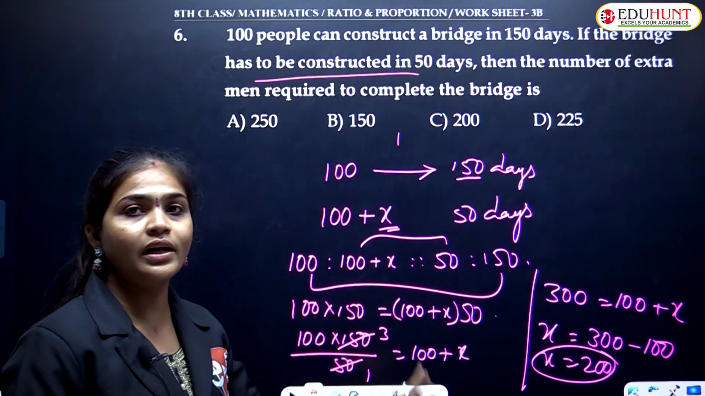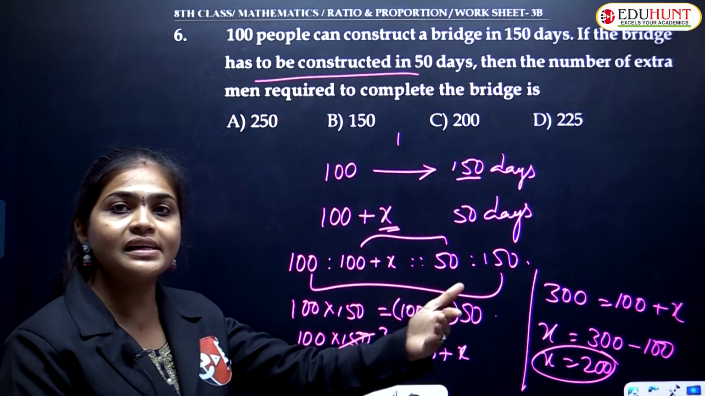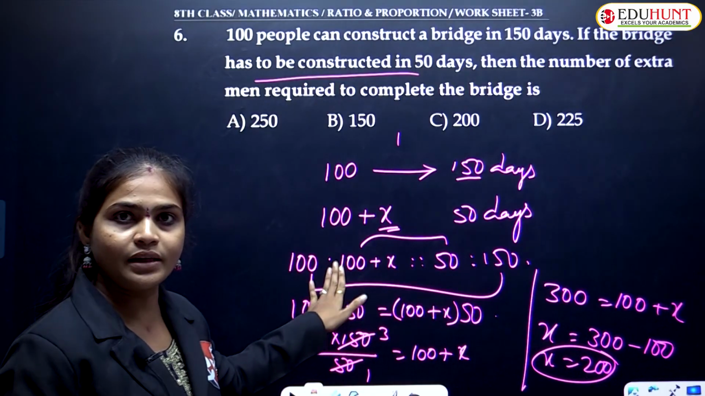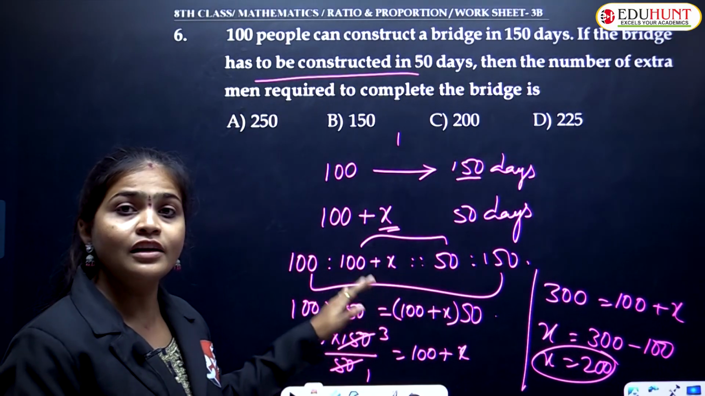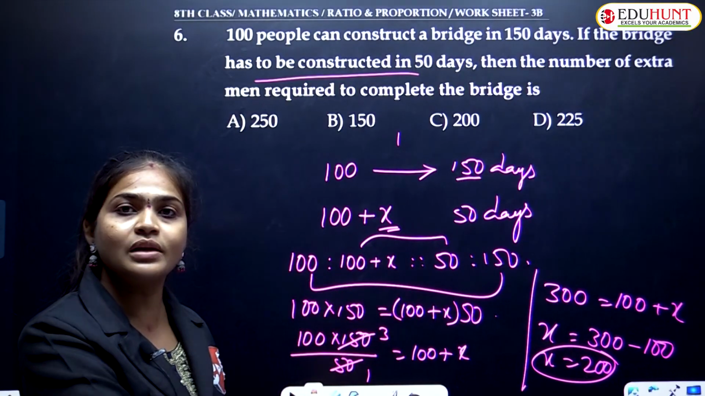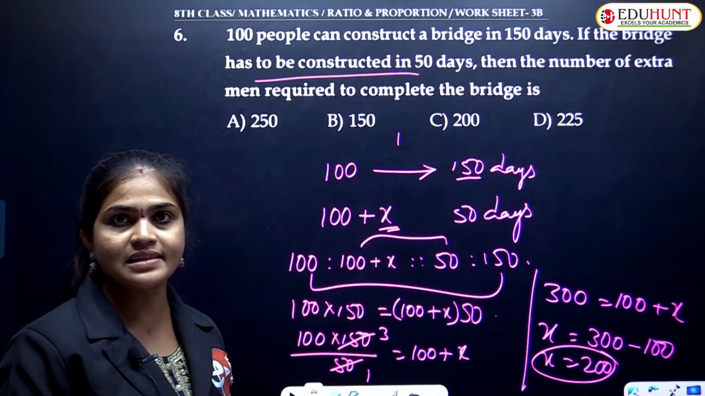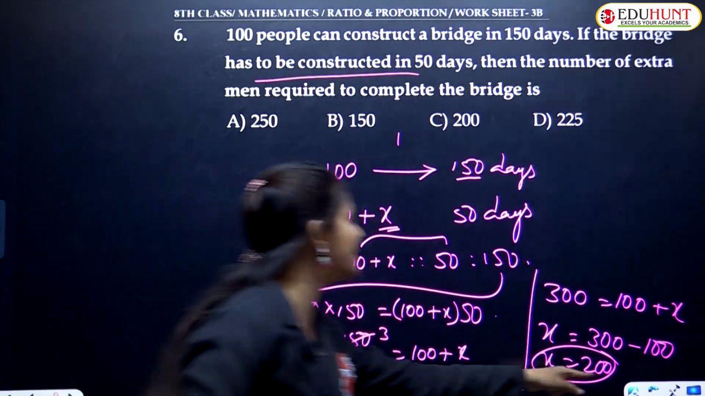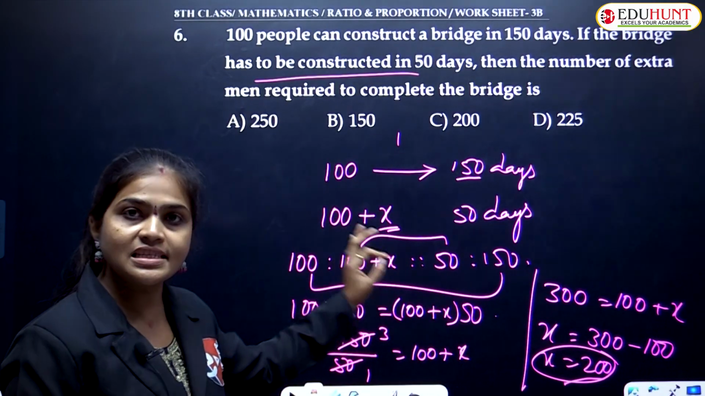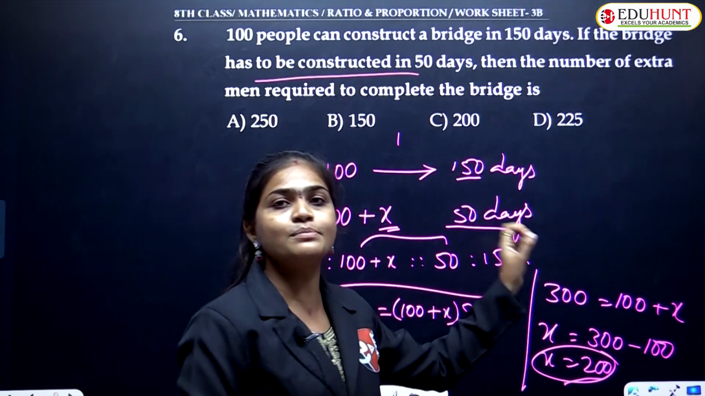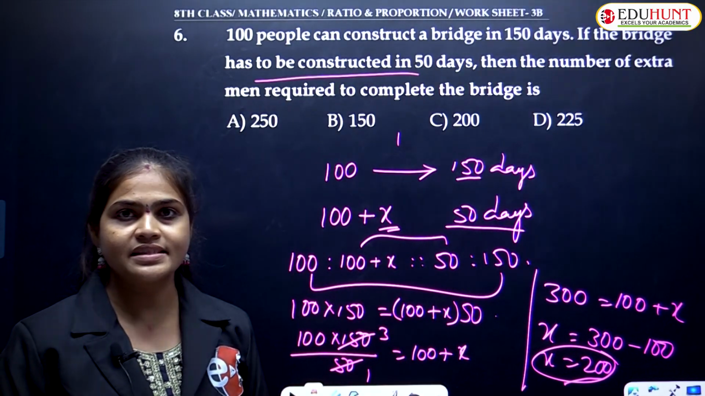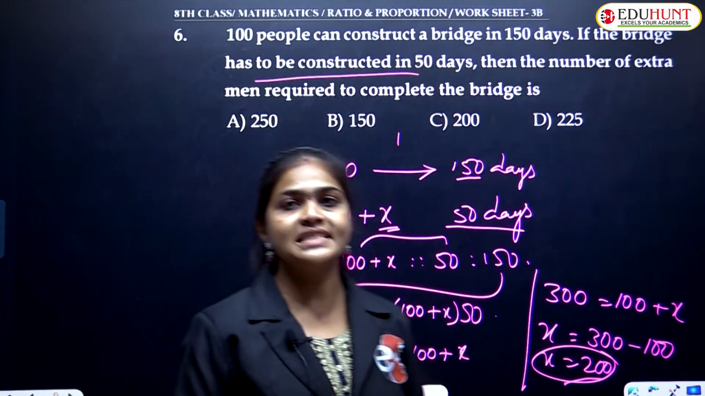But why, madam, did you write 200? They are asking how many more people are required, which means 100 people are already there. So how many more members are required to construct that bridge in 50 days, they are asking. That is 200. So totally, the people required to construct that bridge in 50 days is 200 plus 100, equal to 300 people. Understand? So this is question number 6.